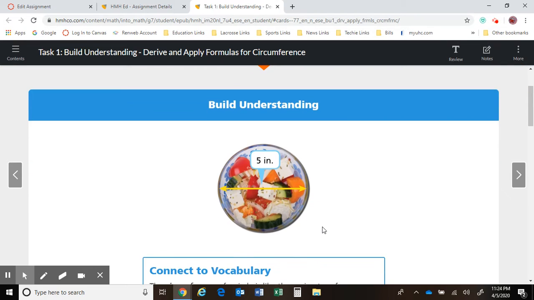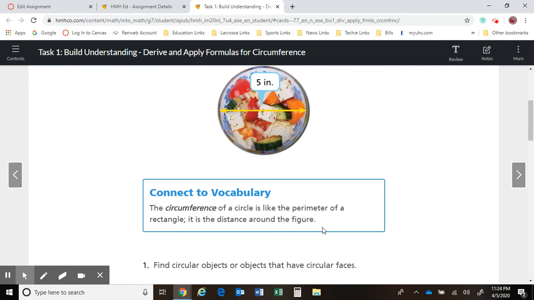All right, the first thing I'd like to talk about is circumference. The circumference of a circle is like the perimeter of a rectangle. It's the distance around a figure. Think about a basketball rim. Circumference kind of has that word rim in there if you listen for the sound. The rim of a basketball hoop is the outer part, and that's what we're measuring when we measure circumference. Take any circle, and you're measuring the outside distance of it.